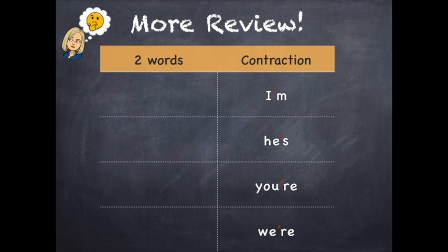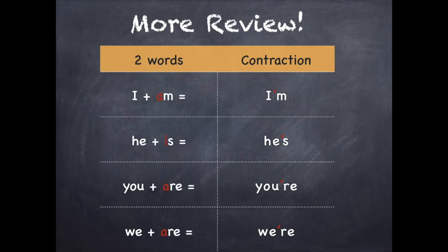I'm going to give you the contraction and you're going to give me the two words that make it. So what two words make up I'm? What two words make up he's? What two words make up you're? And what two words make up we're? Let's check our work.